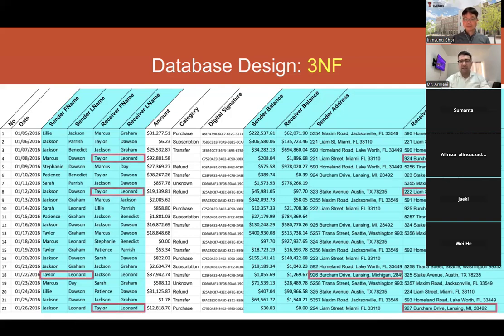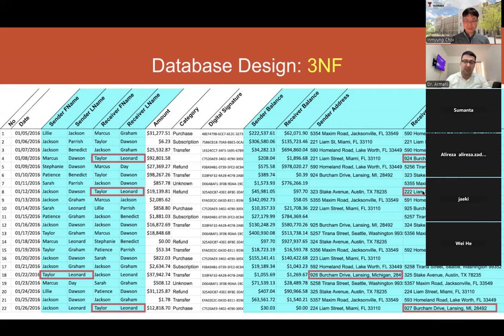The other problem is that we are storing information for the receivers and senders multiple times. For example, if someone is involved in multiple transactions, we are storing their address multiple times. And this not only takes space, but it can also introduce anomalies like insertion anomaly and update anomaly. If we want to update this person's address, we have to update it everywhere in the database. This is caused by something called transitive dependency. The address depends on the receiver, and the receiver depends on the transaction. So the address does not depend on the transaction.